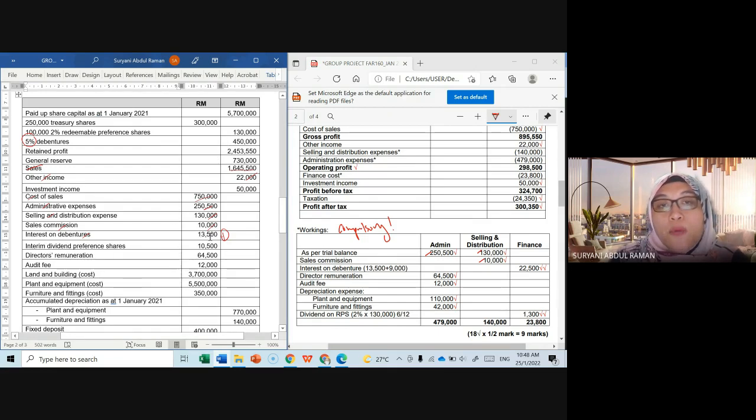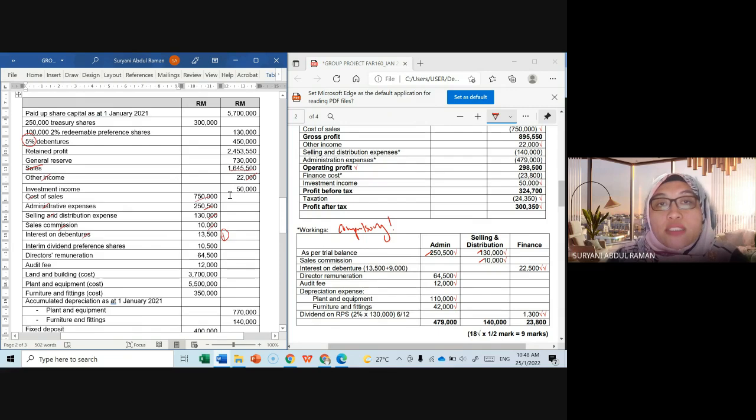13,500. How much do you need to disclose in the statement of profit or loss, class, based on the accrual basis that you learned in part 1? Accounting concepts and basis. You have to follow the accrual basis. Accrual basis states that you have to record the expenses that you actually incurred, not what you paid, and revenue, what you actually earn, not what you receive.